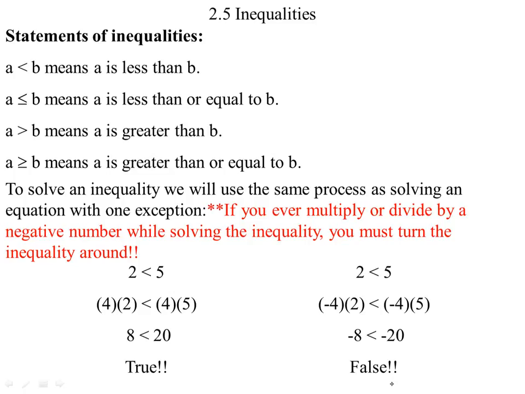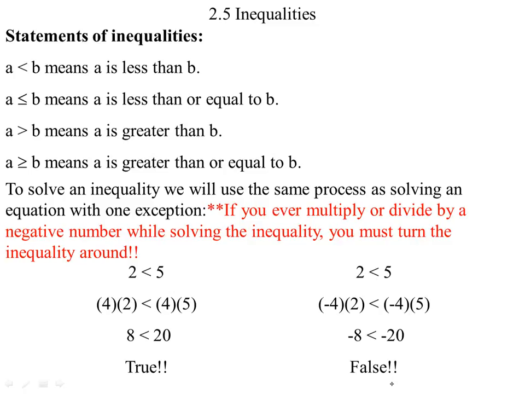Now look at this statement right here, the one in black. To solve an inequality, we would use the same process as solving an equation with one exception. You already know how to do this. So what is that one exception? When you're solving an equation, the very last step is to get that coefficient to be 1. The very last step, you divide. It doesn't occur until the last step.